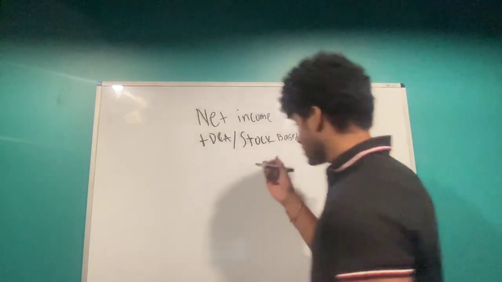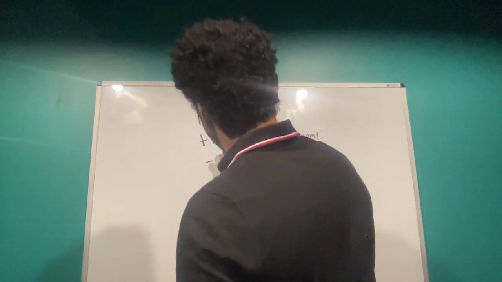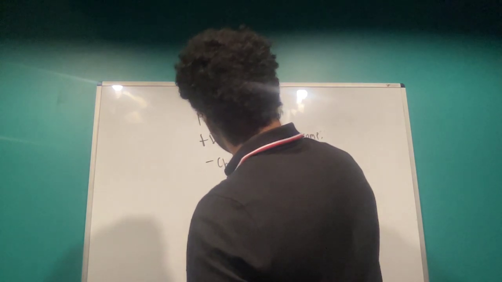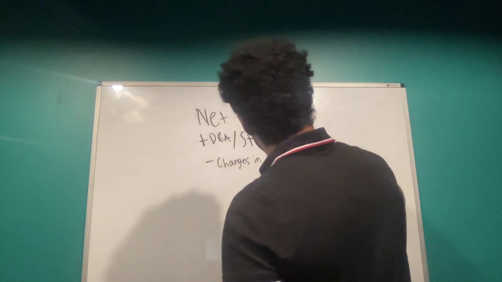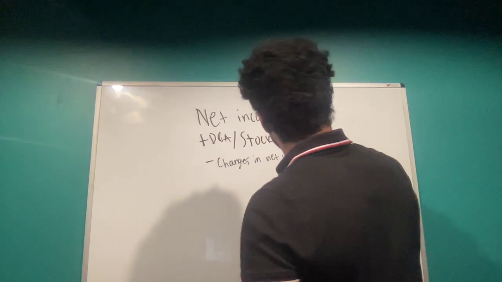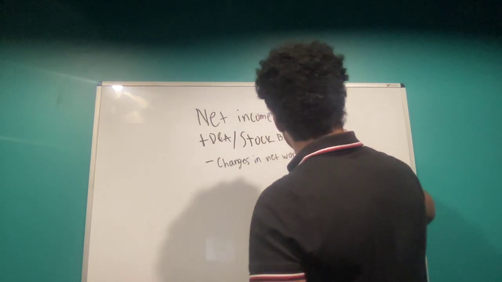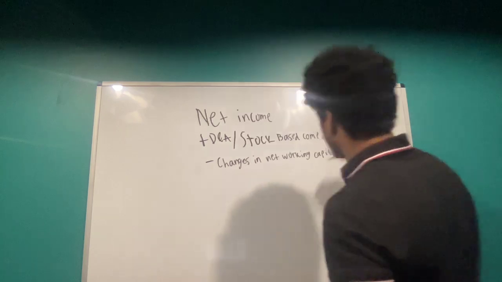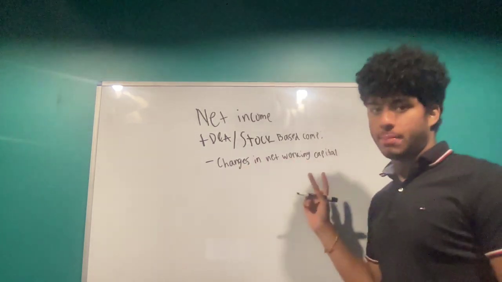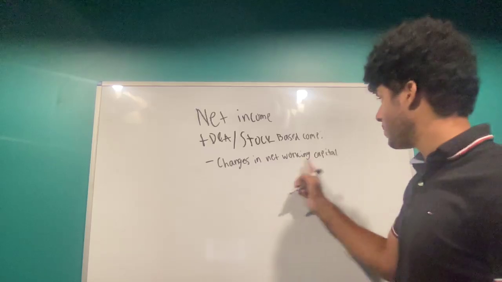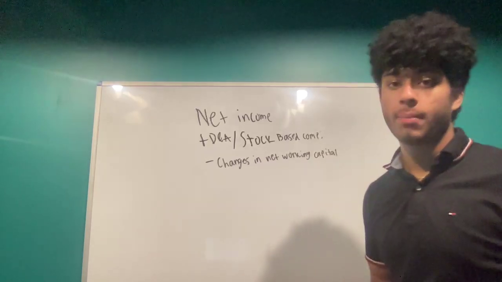The same goes for stock-based compensation, which is why we make sure to add those two things back in when we're calculating the income. The next thing that we're going to do is subtract changes in net working capital. Now, what is net working capital? Well, net working capital is just current assets and current liabilities, to put it simply.